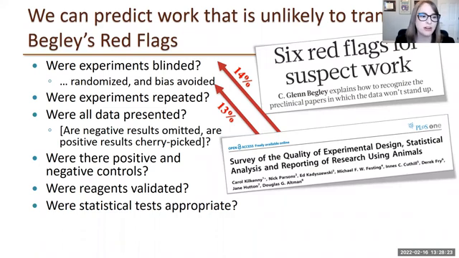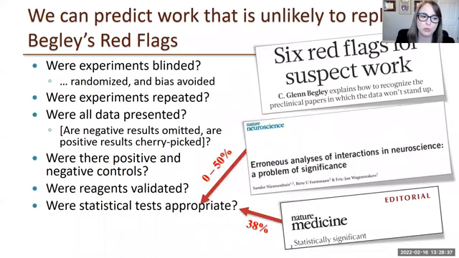So we have other aspects such as whether the experiments were already repeated within the same lab, was all of the data presented, did they have the right positive or negative controls, were reagents validated, but then there's also this last one, were the right statistical tests applied? And so he would look at this and try to evaluate whether that was accurately or appropriately done.